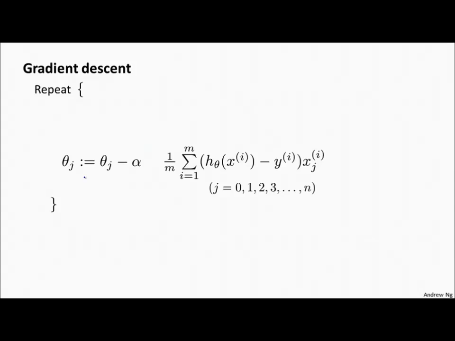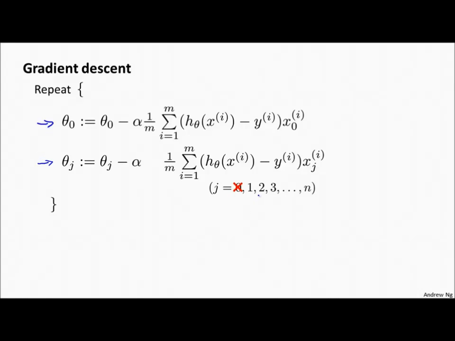Previously, we were using gradient descent for the original cost function without the regularization term, and we had the following algorithm. For regular linear regression without regularization, we repeatedly update the parameters theta j as follows, for j equals 0, 1, 2, up through n. Let me take this and write the case for theta 0 separately. So I'm going to write the update for theta 0 separately from the update for the parameters 1, 2, 3, and so on up to n.